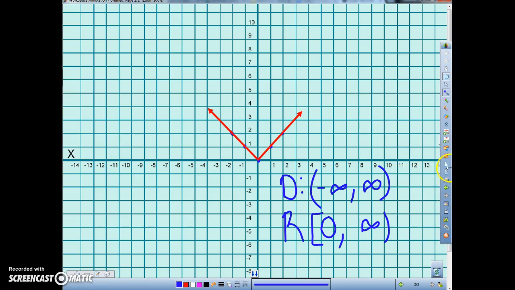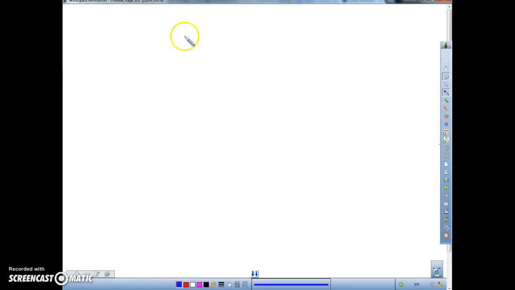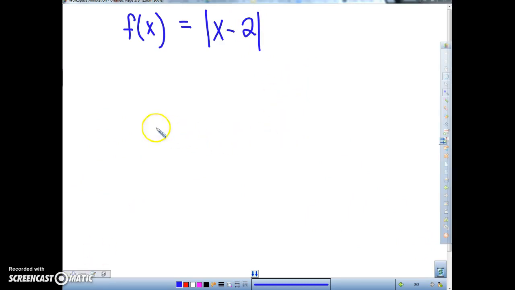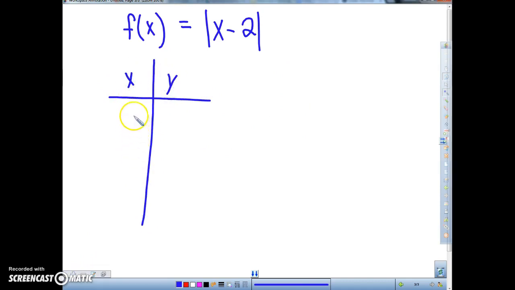Now let's do one where it shifts. So we'll do the function y equals the absolute value of x minus 2. And so this graph has been moved 2 units, and we'll see that in a second. So go ahead and make your t-chart. I'm picking these values, but I left some space there because I know that we're going to probably need to pick some more values.